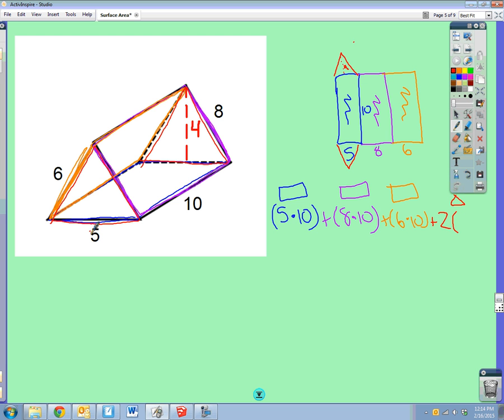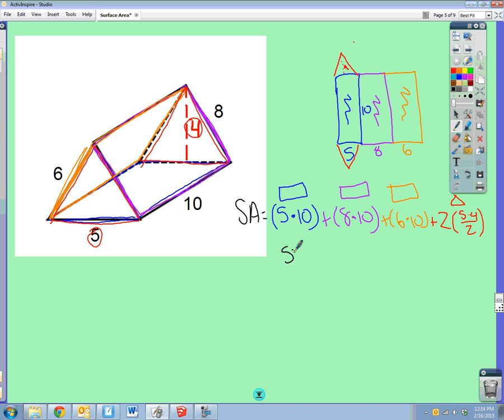So the base of my triangle, 5. The height of my triangle is 4. So base times height divided by 2. It's going to be the area of that triangle. All 5 faces. Not pretty, not easy, but that's what we need to do. That's surface area. Surface area is the area of all the surfaces.